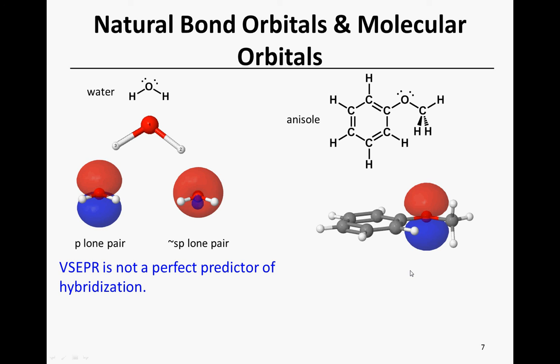The big importance of this in regards to organic chemistry is that oxygen has a pretty big effect on the aromatic ring adjacent to it. And we see that in things like NMR chemical shifts.